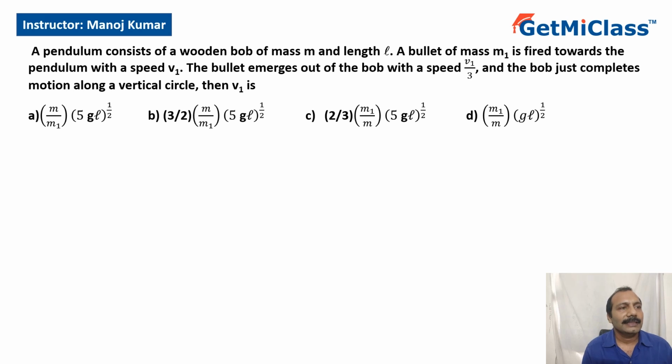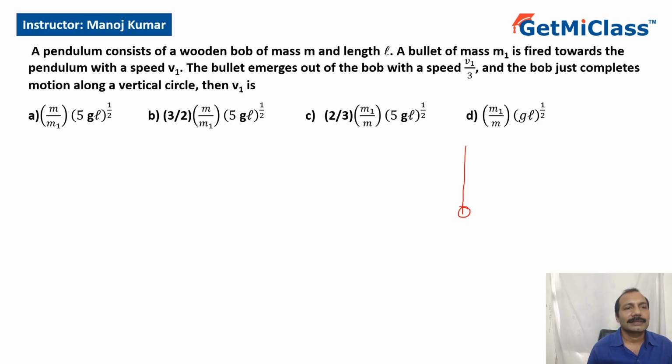This question says a pendulum consists of a wooden bob of mass m and length L. A bullet of mass m1 is fired towards the pendulum with a speed v1. The bullet emerges out of the bob with a speed v1 by 3 and the bob just completes motion along a vertical circle. Then v1 is. So what all things are given? There is a simple pendulum.